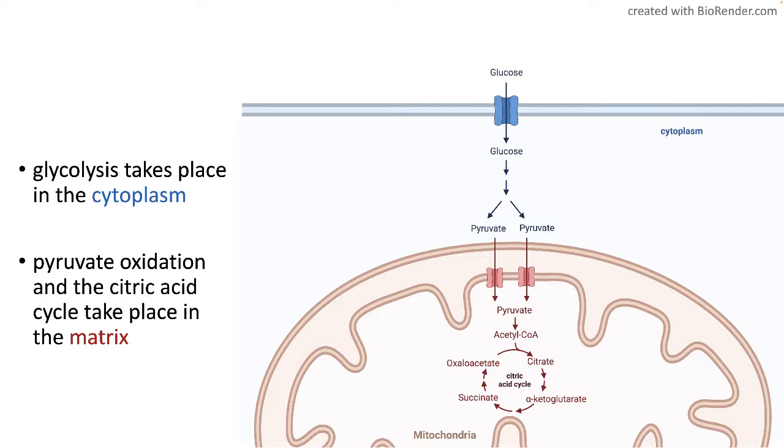Glucose is transported into the cell. Over the course of glycolysis, it's broken into 2 molecules of pyruvate. And once again, if oxygen is present, pyruvate will be transported into the matrix of the mitochondria. And the matrix is where pyruvate oxidation into acetyl-CoA will take place, followed by the citric acid cycle.